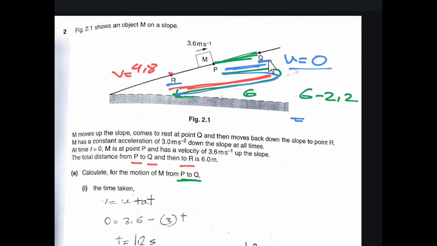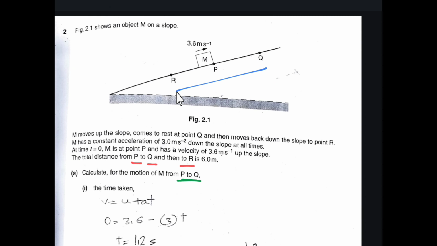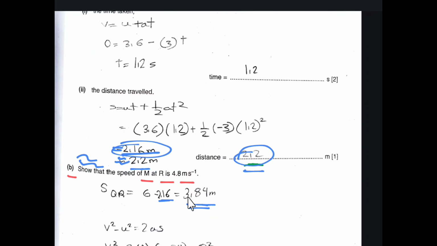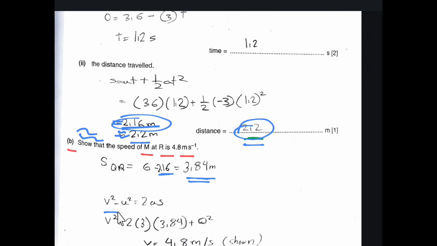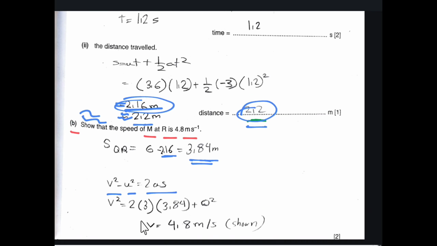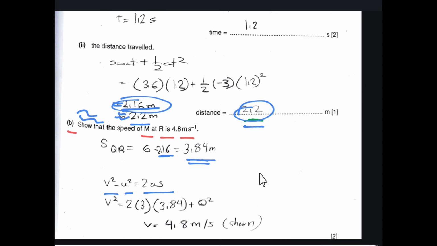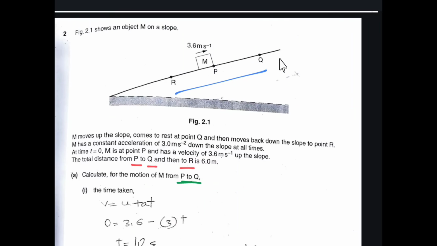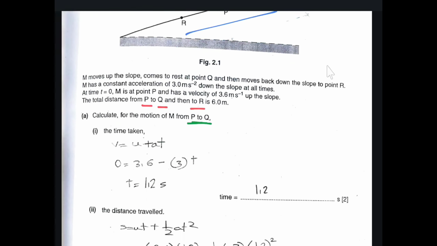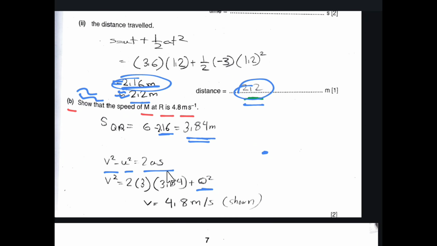So the distance from Q to R is 3.84 meter, and by using the equation v square minus u square is equal to 2as, we know the initial speed at point Q, at the top of the plane, is 0, since the particle comes to rest at this point. The acceleration down the slope is 3 meter per second square, and we know the distance QR. After substituting the values, we get the speed of M at point R is 4.8 meter per second.